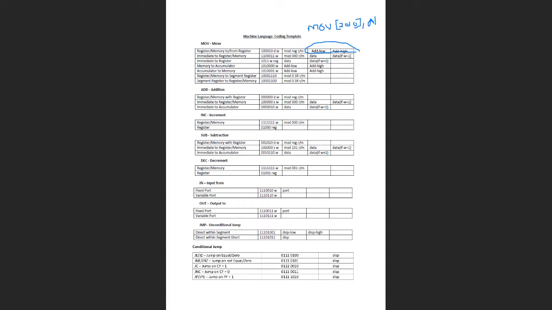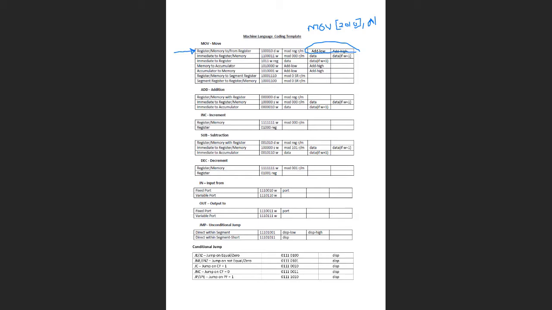So that means it is actually register to memory. Register or memory from register. So this format. Now look at here. The memory offset address is given directly. So we know the format. This one definitely is in this format.